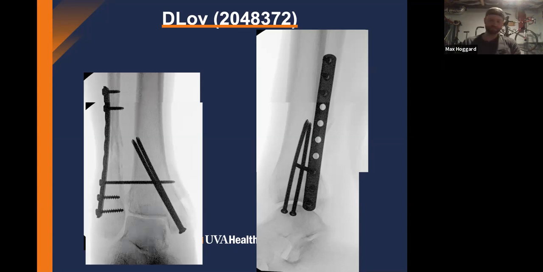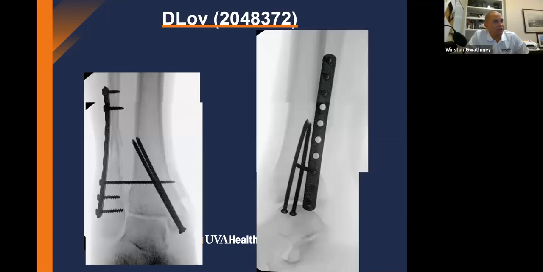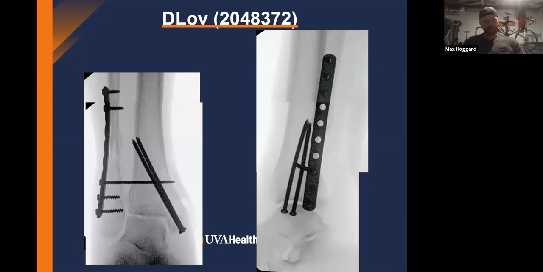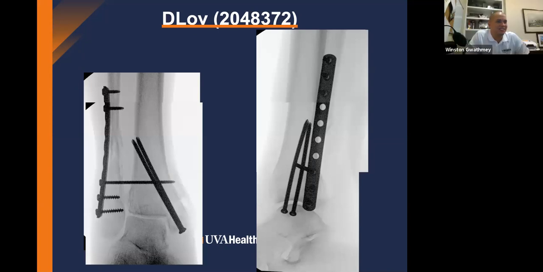So that plate looks a little thicker than the previous plate. Is it stacked? No comment from me. Maybe it is. Might be. I don't know. Wasn't there. A 1/3 tubular is a bridge. Okay.